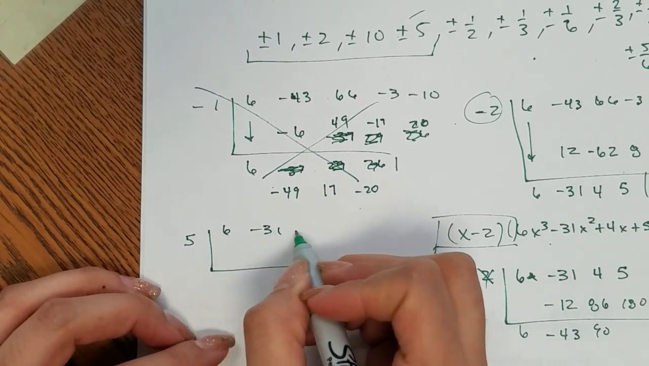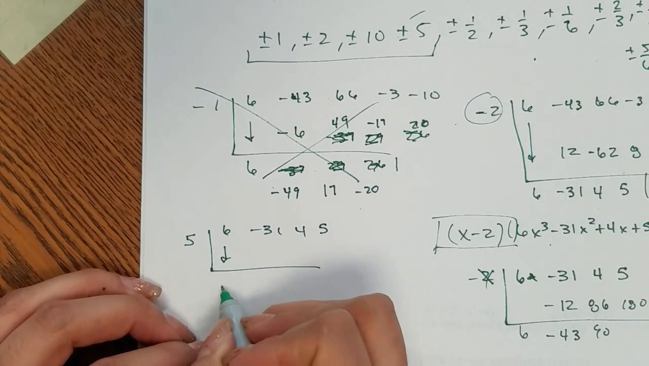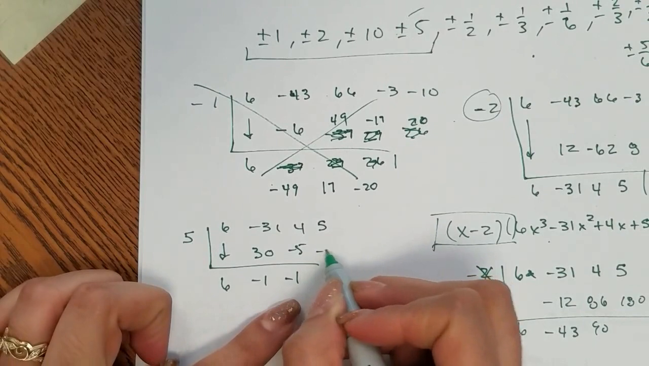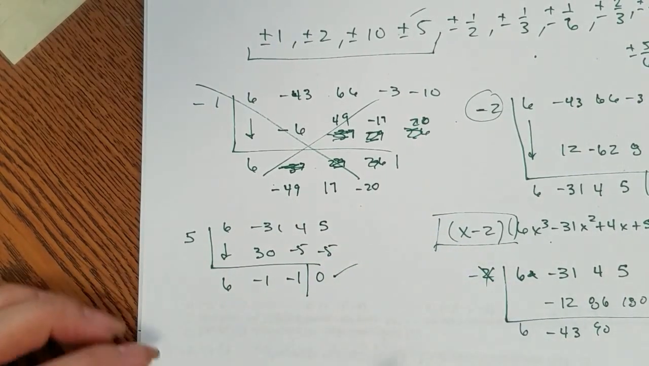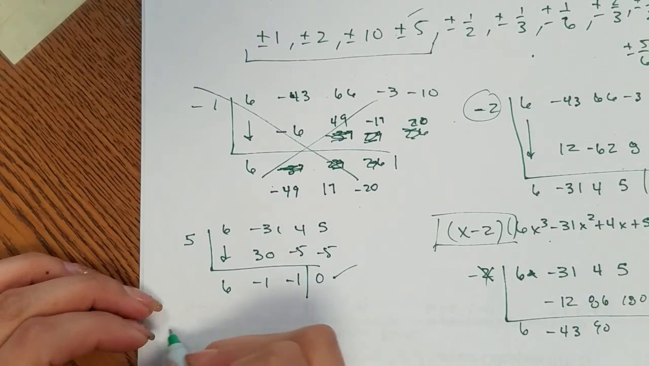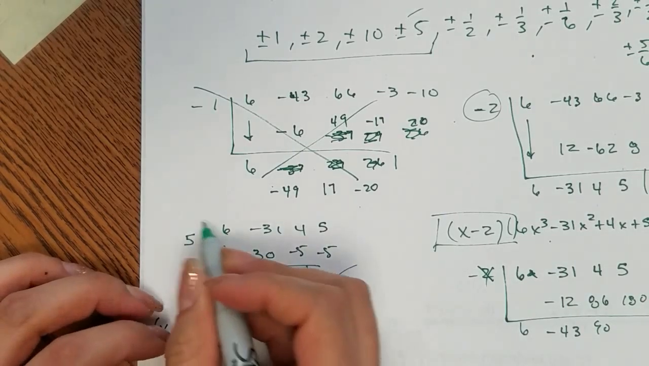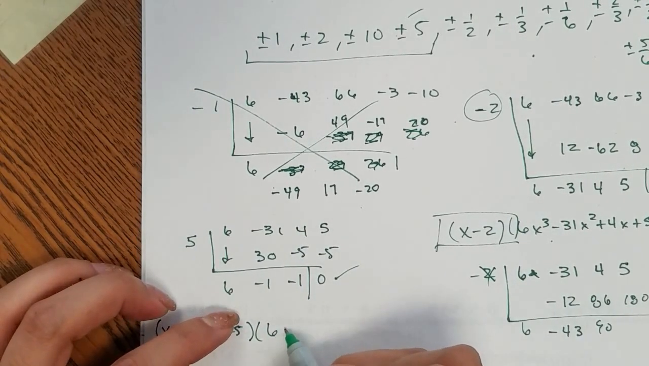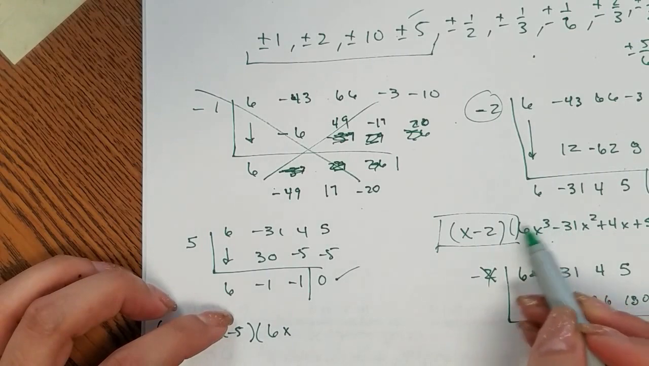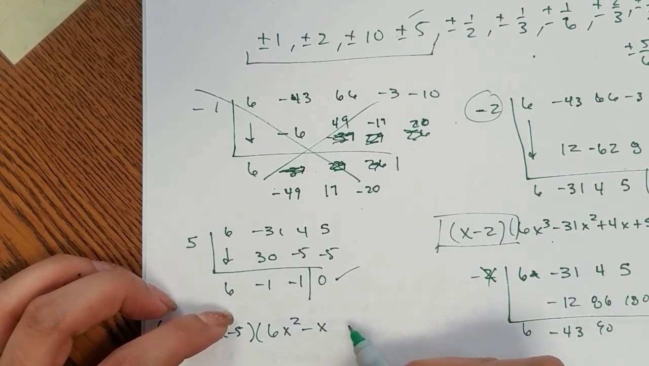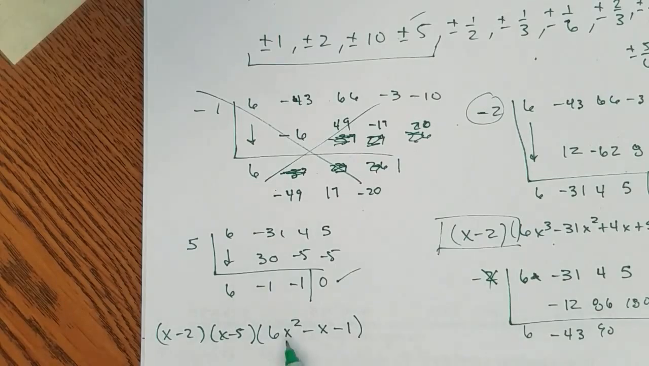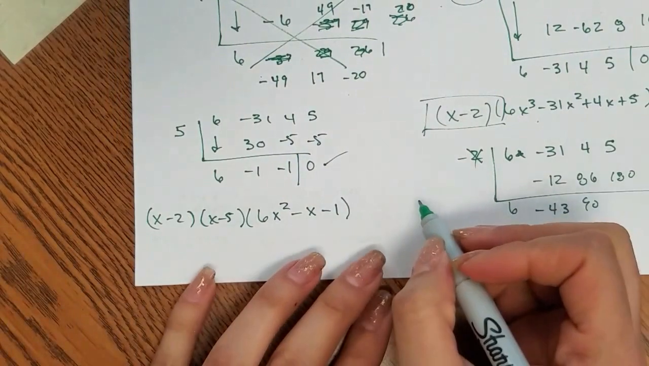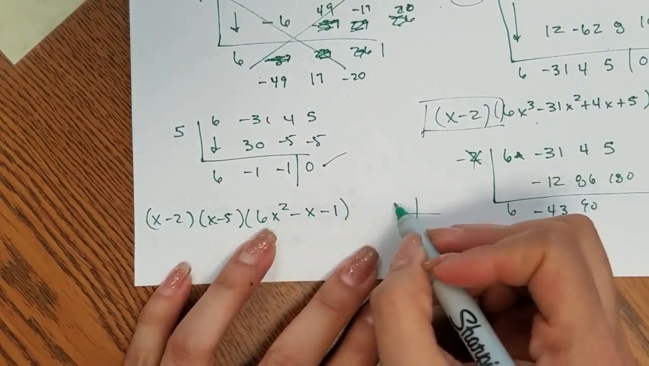So 6, negative 31, 4, and 5. 6, 30, negative 1, negative 5, negative 1, negative 5. Look at that. It works out nice. So we have this factor over here, which is x minus 2. We have this new factor, x minus 5. Change the sign. And then whatever's left over: 6x squared, because we're one less, minus x minus 1. This is still not factored. Let's see if we can do our a times c. We're looking for the factors of 6 times negative 1.